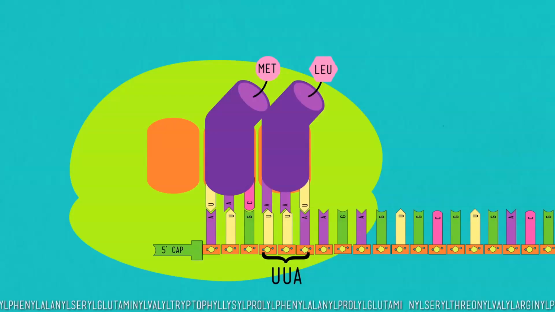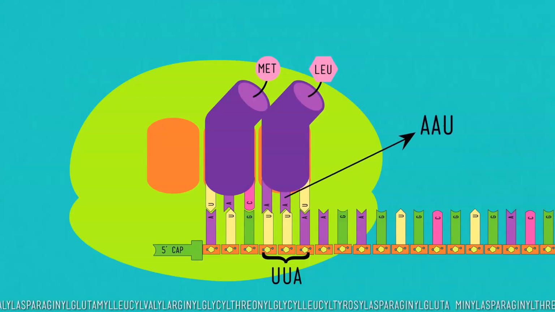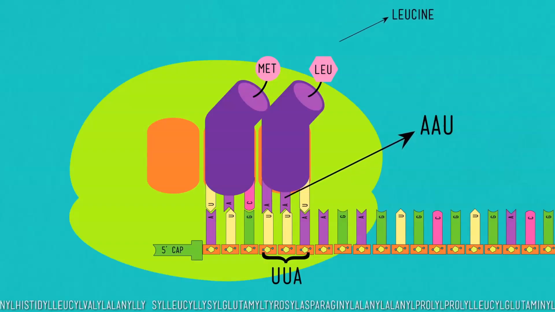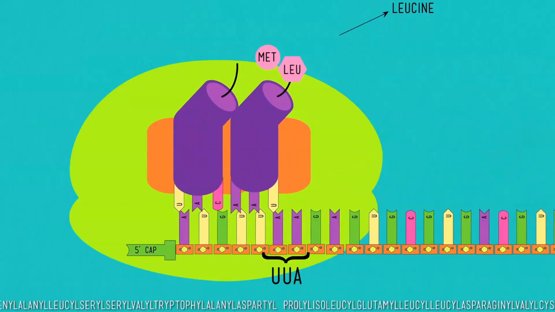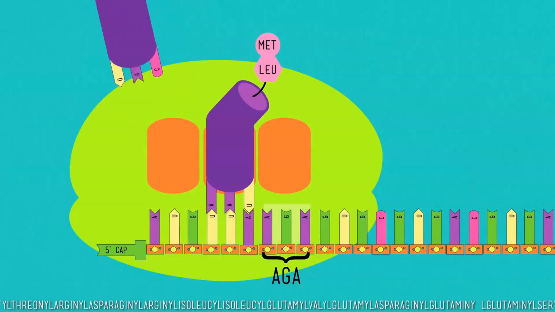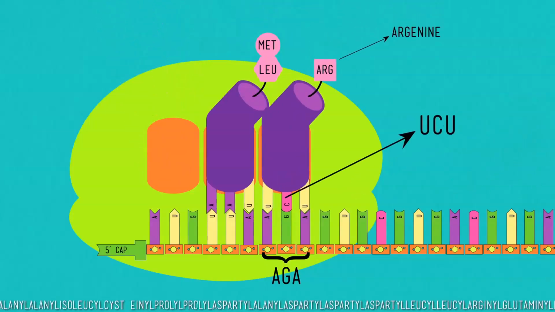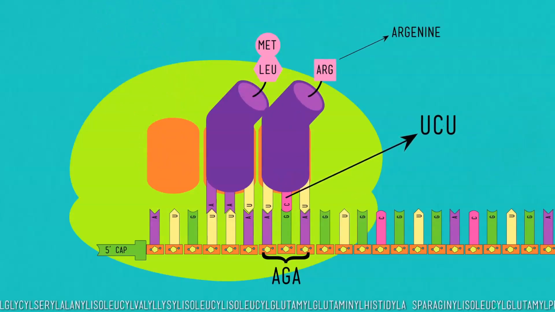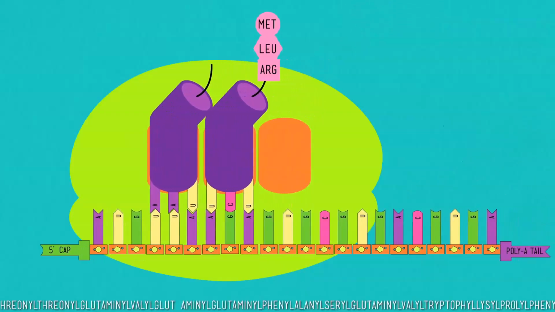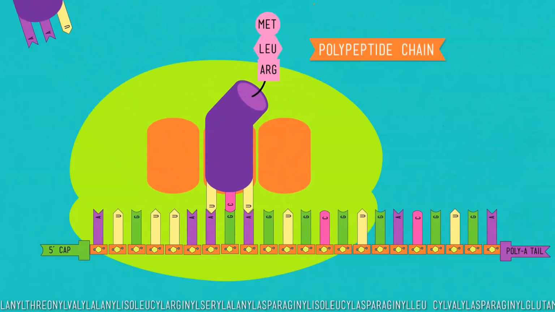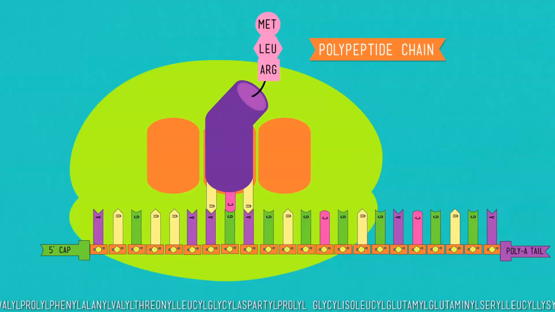If the codon is UUA, then the matching tRNA has an AAU on one end and a leucine on the other. And if the mRNA has an AGA, then the matching tRNA has a UCU on one end and an arginine on the other. In each case, that new amino acid gets connected onto the previous amino acid, starting a polypeptide chain, which is the very beginning of a protein. But it turns out that there are lots of different ways to read this code, because UUA is not the only triplet that codes for leucine. UUG does too, and arginine is coded for by 6 different triplets. This is actually a good thing.